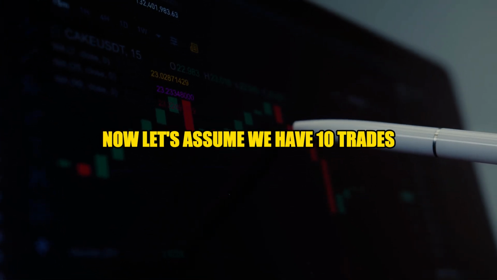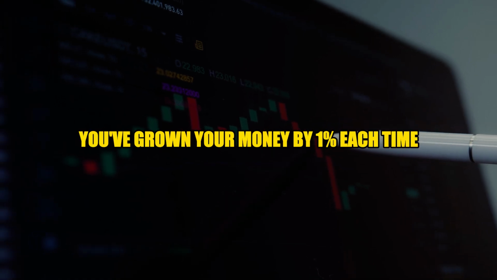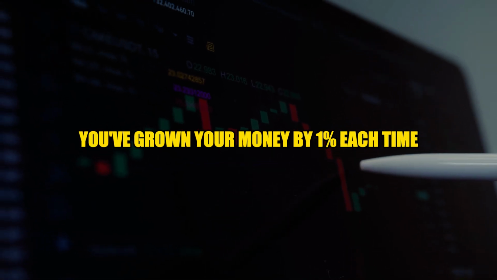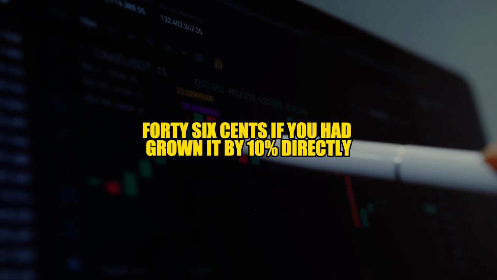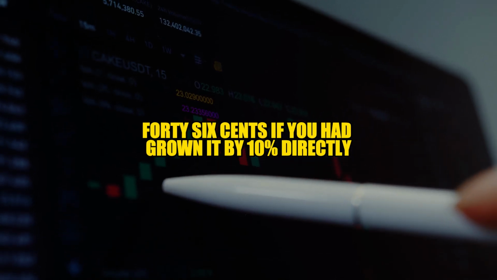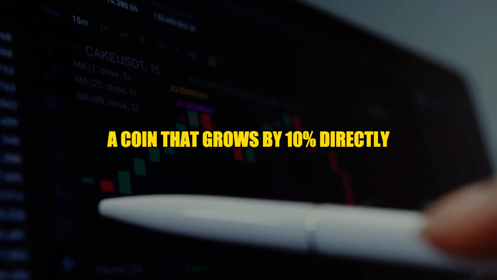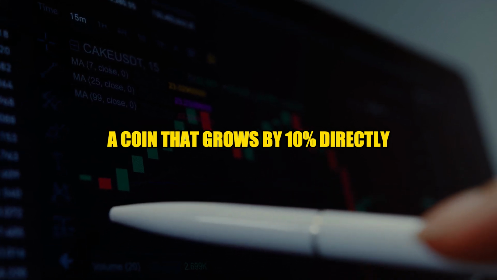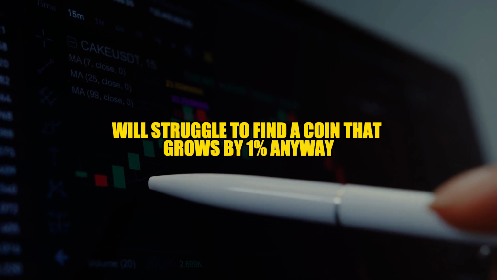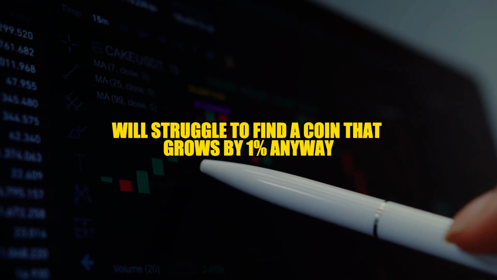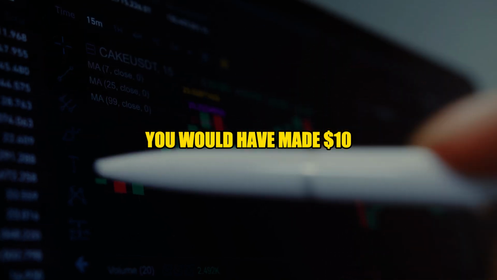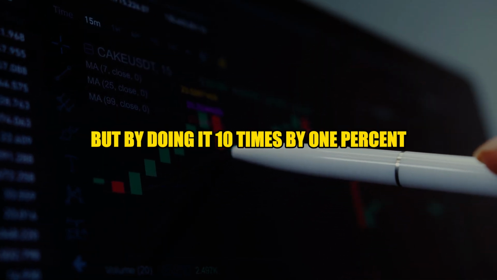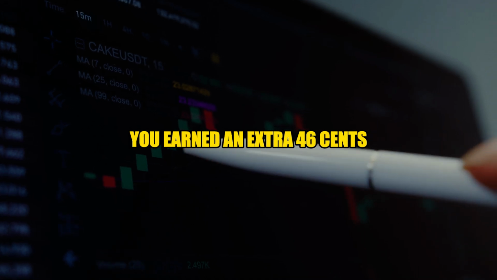Now let's assume we have 10 trades. After 10 trades, you've grown your money by 1% each time, and your amount is $110.46. If you had grown it by 10% directly, which is not easy to find a coin that grows by 10% directly, but I don't think any of you will struggle to find a coin that grows by 1%. Anyway, if you had grown it by 10% directly, you would have made $10, but by doing it 10 times by 1%, you earned an extra 46 cents.